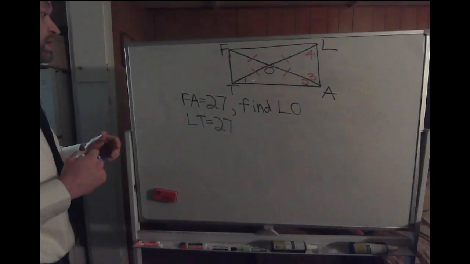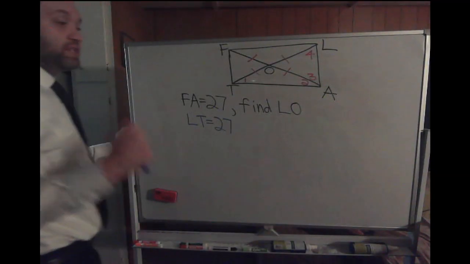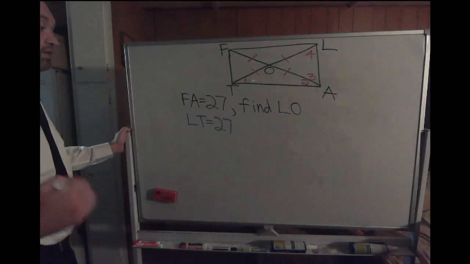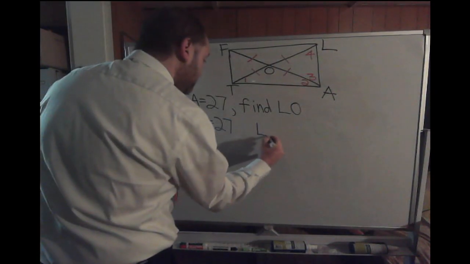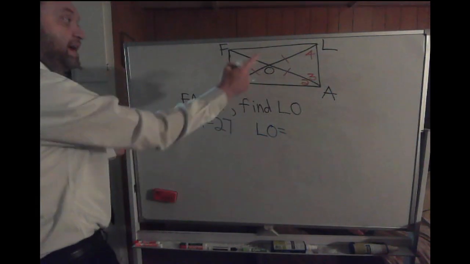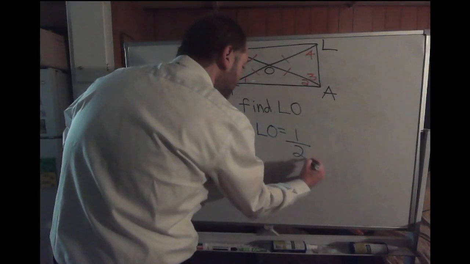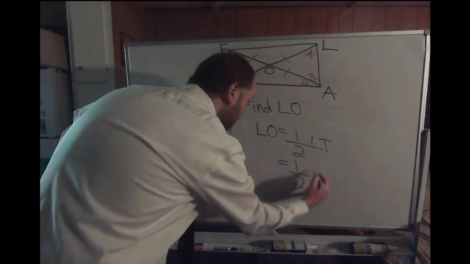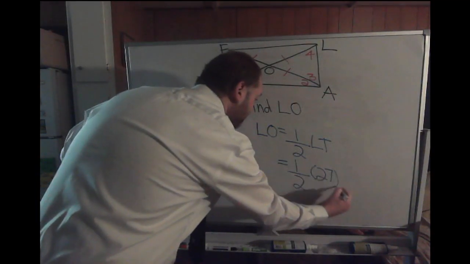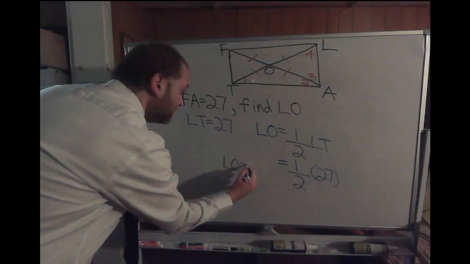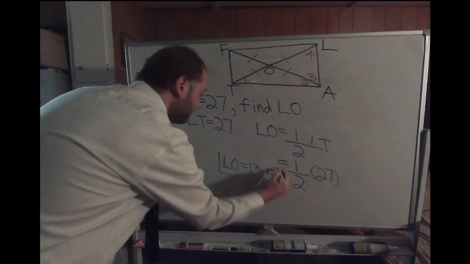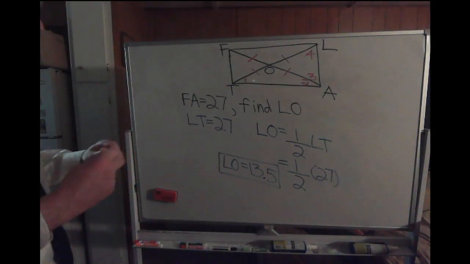Now, in general, the diagonals of a parallelogram bisect each other, right? And a rectangle is a parallelogram. So what does that mean to find LO? That means LO, if it's bisected, is half the length of LT. So that means LO is equal to half of 27. Which means LO would then equal 13.5. So LO is 13.5 because that's half of 27.